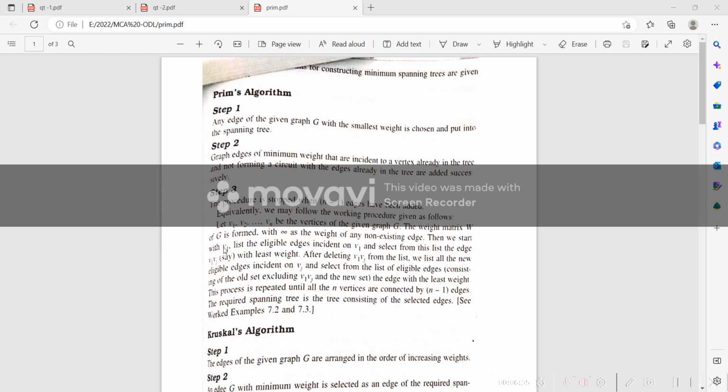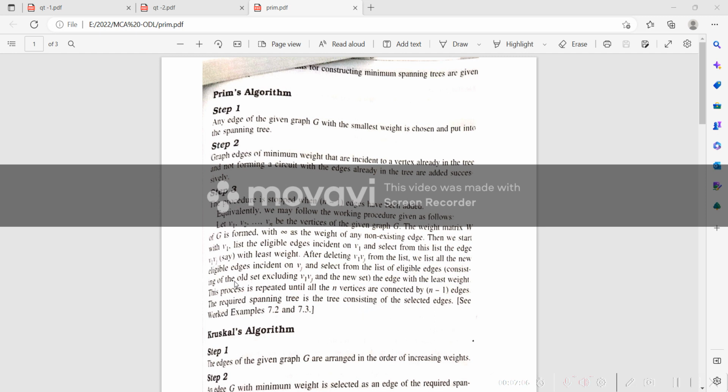So from the v1 vertex, all the edges that are emerging, we should list first. Okay, so among that list we have to select the least weight edge. Suppose we say that the least weight edge is v1 vj. So we are initially selecting the edge v1 vj for our spanning tree.